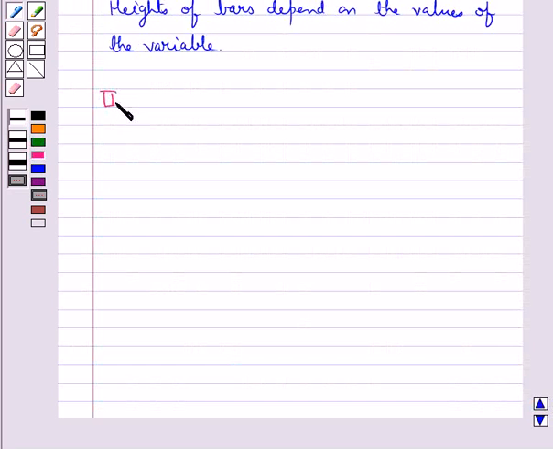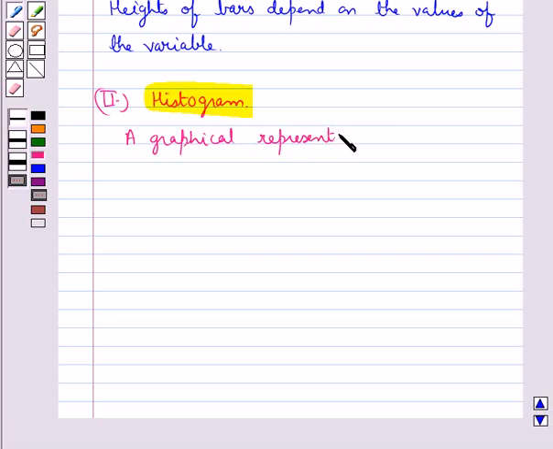Now, next way of representing the data graphically is by a histogram. Now, let's see what is a histogram. A histogram is basically a graphical representation of a grouped frequency distribution with continuous classes.